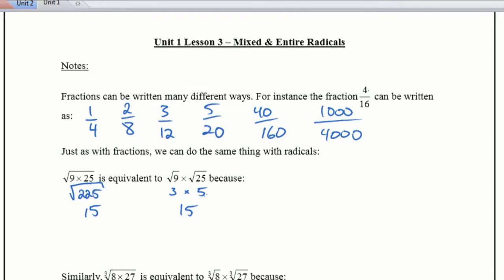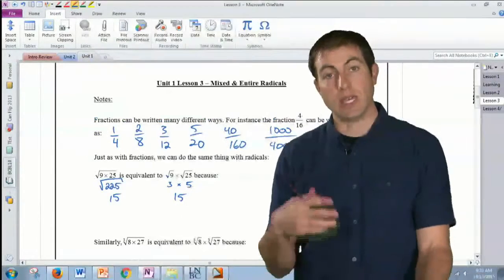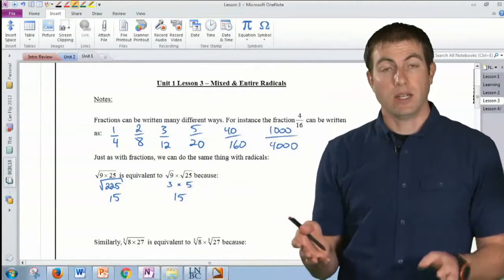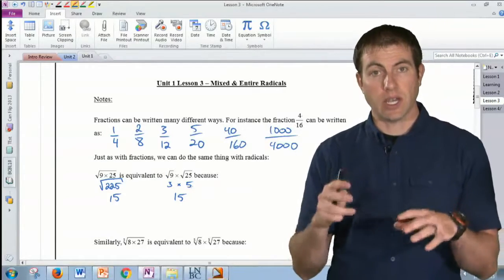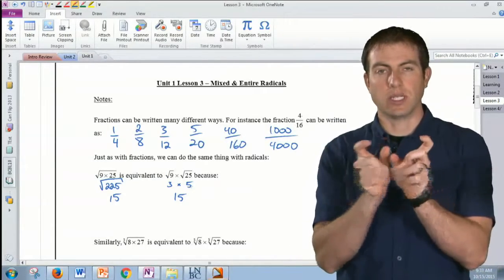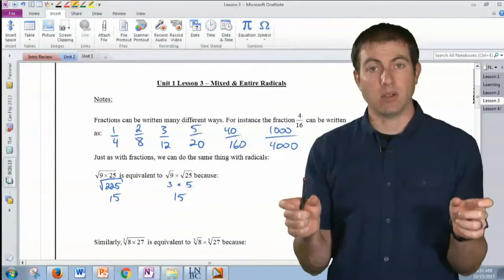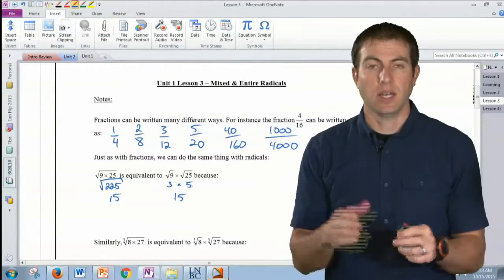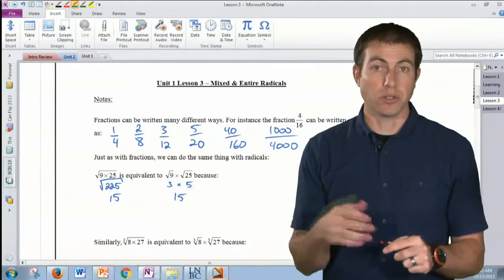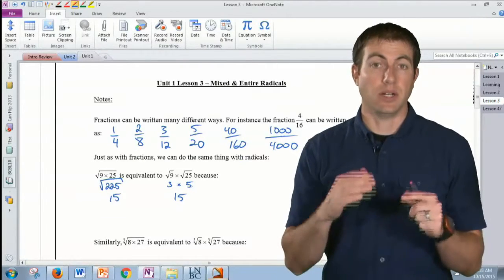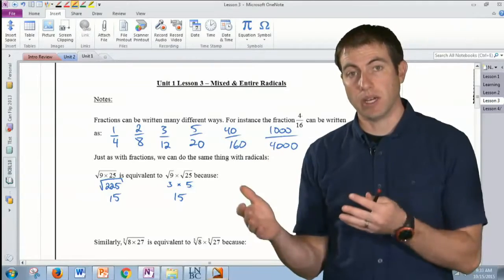So the idea here is that if we have a radical, and there's multiplication under the radical sign, we can break it into two radicals, or we can leave it as one. Sometimes it's going to be really handy to be able to break it down into two smaller radicals, because multiplication doesn't matter what order you do it in, so you can either do it under the radical sign or you can simplify and then do the multiplication.